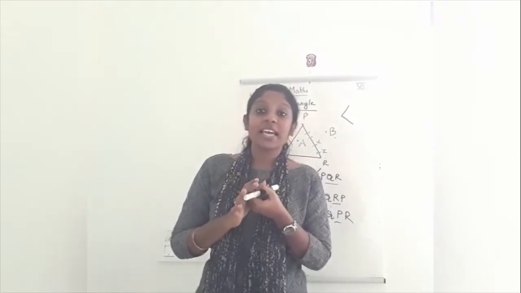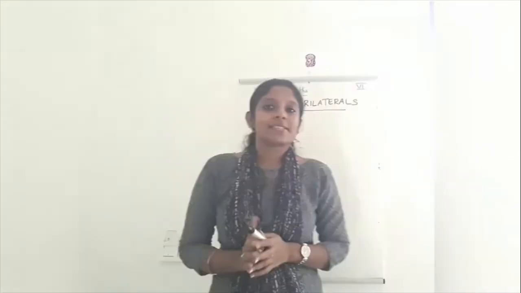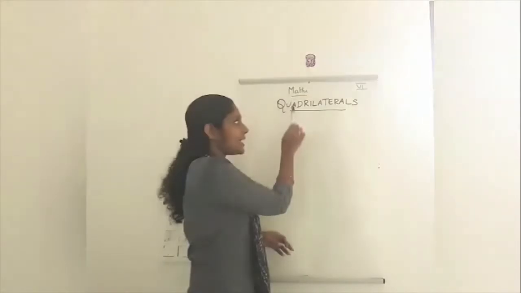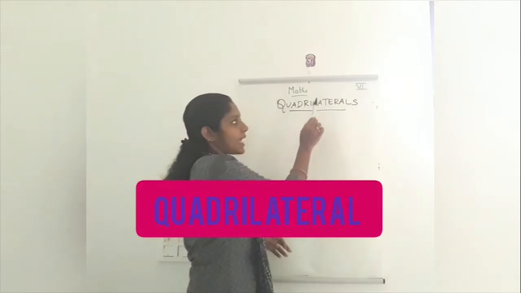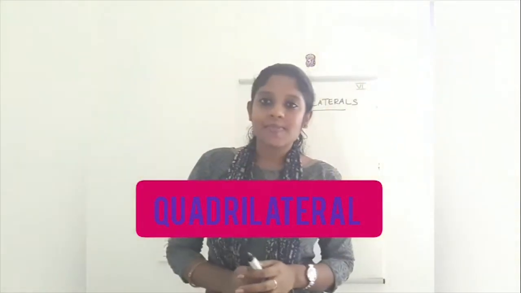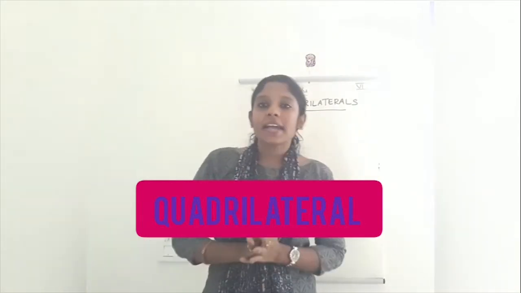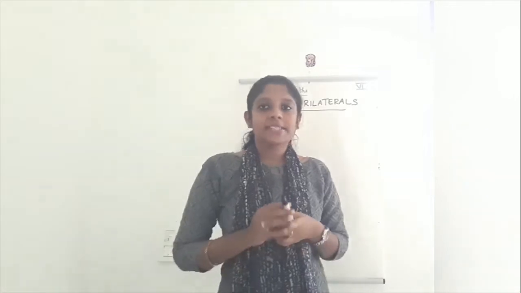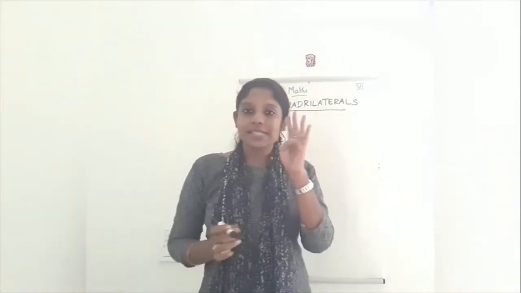Okay, so now we will move to the next topic, that is quadrilateral. Study the spelling of quadrilateral: QUADRILATERAL. Learn the spelling, write it and learn it. Quadrilateral is actually a 4-sided polygon. You know what a polygon is, so in the same way, a quadrilateral is a 4-sided polygon.